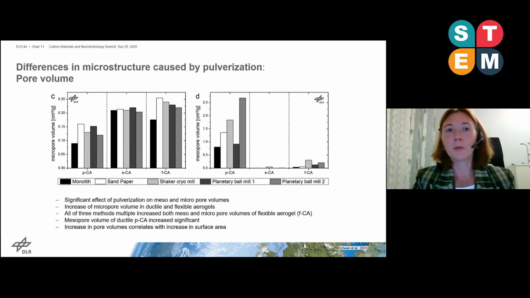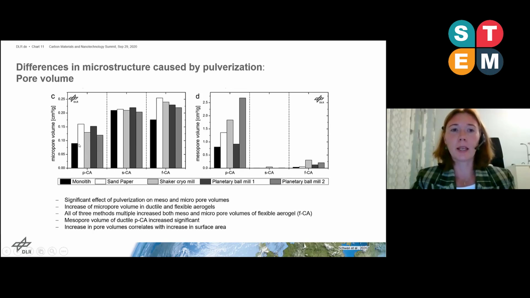Then if we look at the pore sizes, the micropore volume and mesopore volume. The micropores are pores below 2 nanometers, and the mesopores are pores between 2 nanometers and 50 nanometers. We calculated by DFT model the micropore volume, and can see here that PCA has the lowest micropore volume, and the stiff carbon aerogel and the flexible one have a quite high micropore volume.